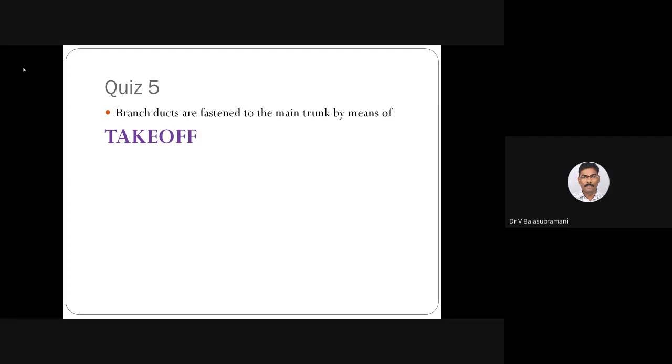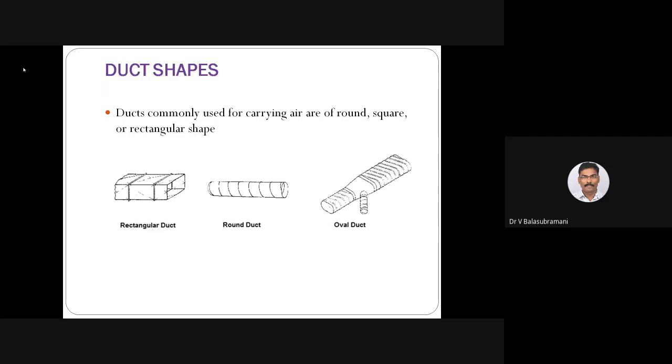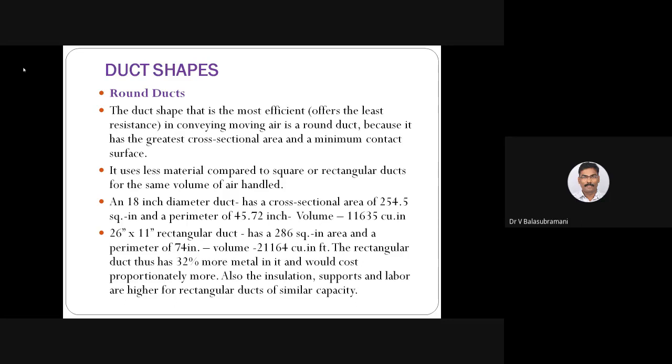Okay, next I will move to the duct shape. This is very important in design. Ducts commonly used for carrying air are available in the shape of circular, square, oval, or rectangular duct. First we have to talk about the round duct. The round duct is the most efficient. It offers the least resistance, and it is the most efficient in conveying moving air because it has the greatest cross-sectional area and minimum contact surfaces.